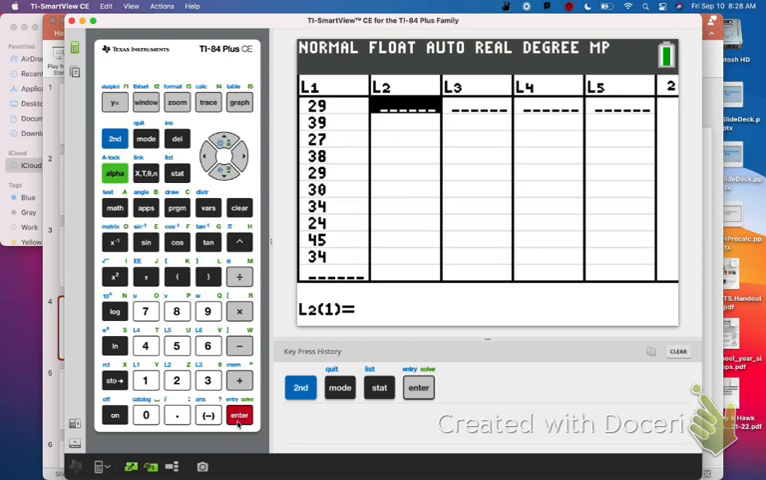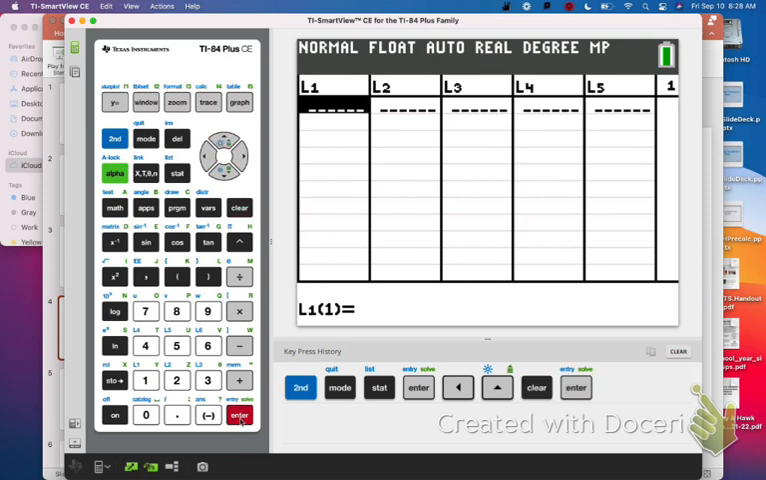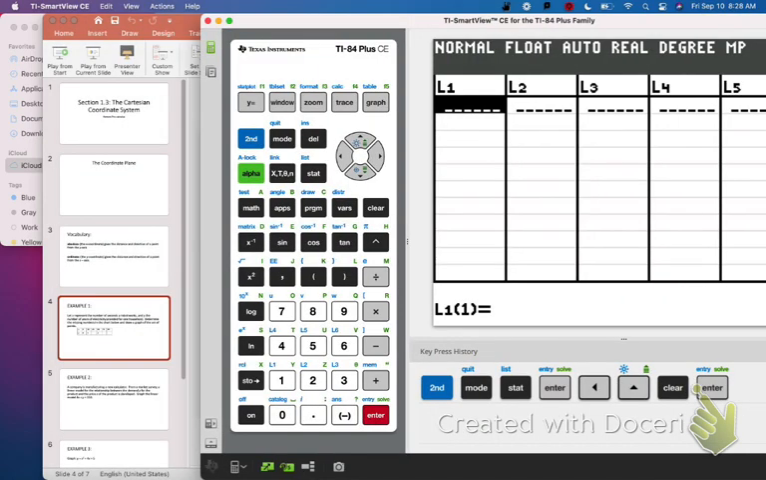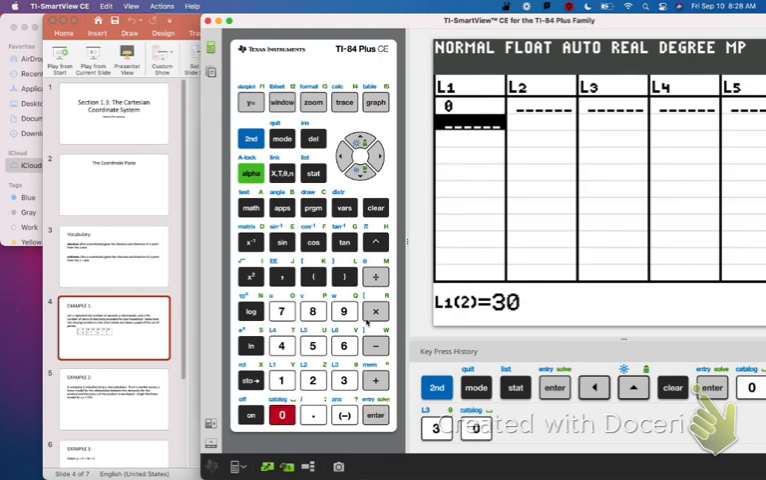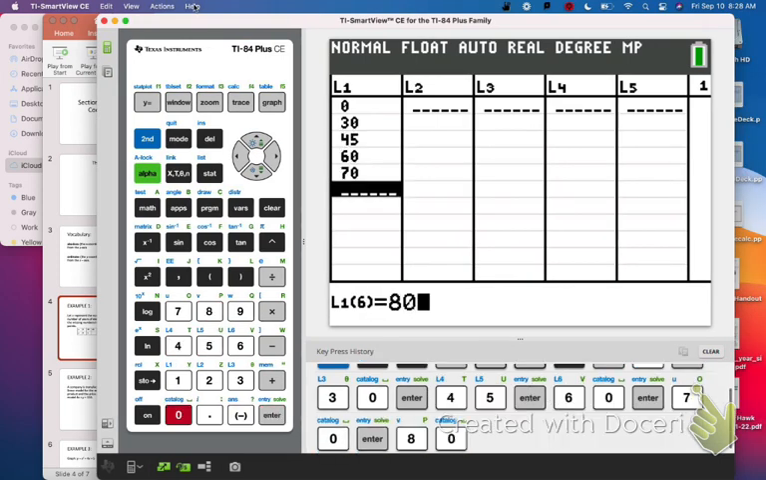So enter into edit. Now, you may have numbers in there already. You might have blanks. If you do have numbers, like I do, I'm going to move over. I'm going to highlight L1, and I'm going to clear it out so that my list is cleared. So I want a blank option. And now I'm going to put in my X values from that table into list 1. So we had 0, 30, 45, 60, 70 and then 80, I think?